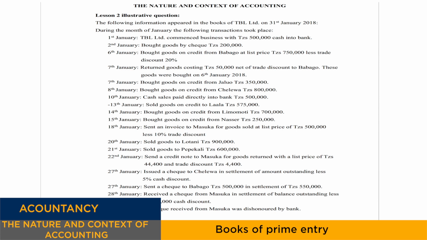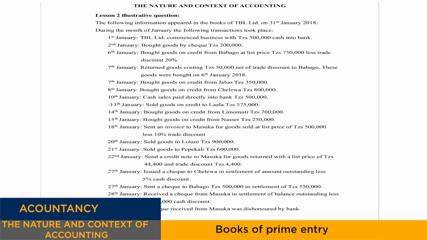On 15th January, bought goods on credit from NASA, Tanzania shillings 250,000. On 18th January, sent an invoice to Masuka for goods sold at a list price of Tanzania shillings 500,000, less 10% trade discount. On the 20th January, sold goods to Lotani, Tanzania shillings 900,000. On 21st January, sold goods to Pepekale, Tanzania shillings 600,000.